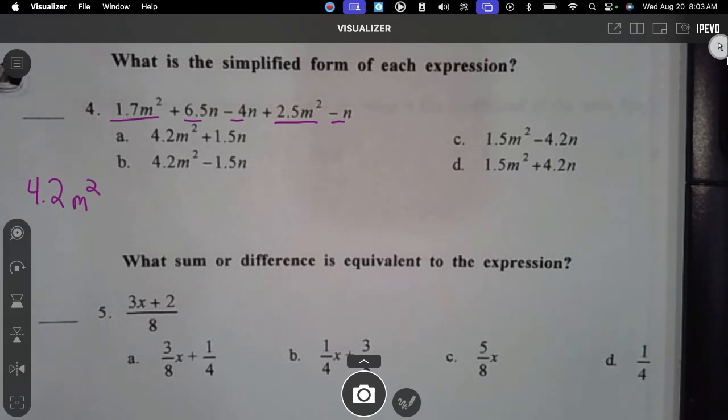It's got to be a 1.5, right? And it's going to be positive. And then just don't forget your variable. Are y'all okay with that? Yeah, just combining like terms. There could be several of them. Just go through and look for all the ones that match.